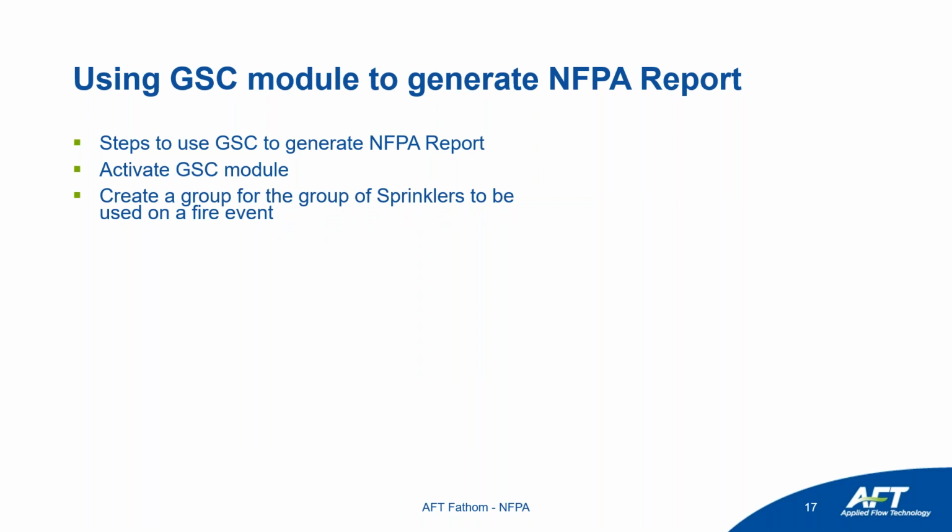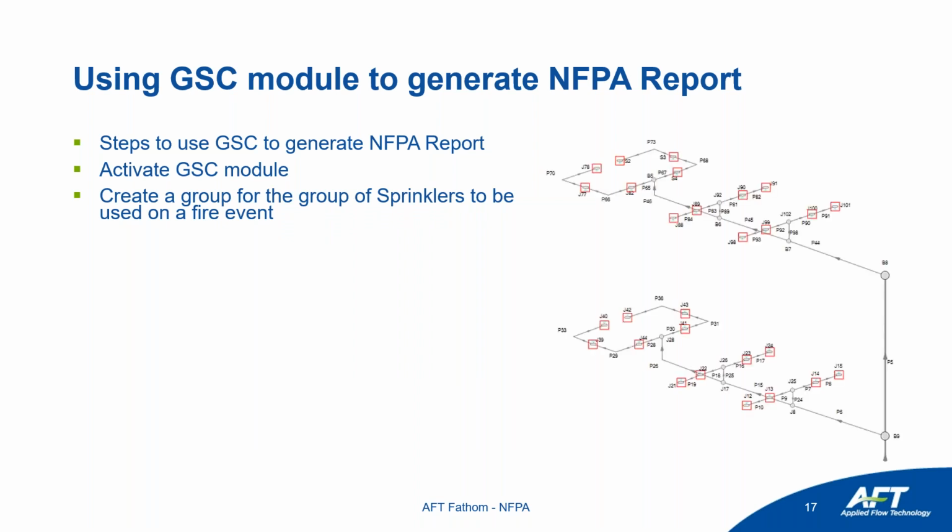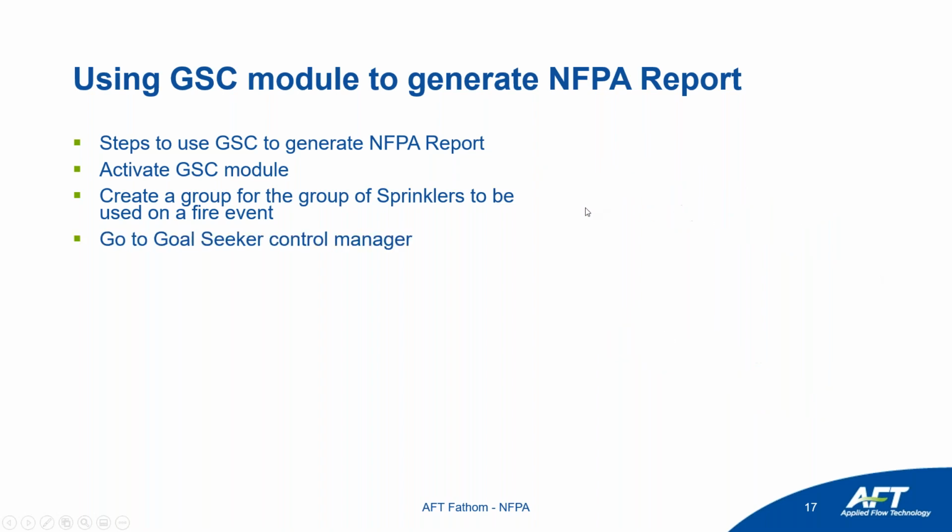So we create a group of sprinklers. As I said, in this example that we're following, we don't know which one is the remote sprinkler, so we want GSC to select it for us. So here are all the sprinklers selected, and we're going to tell it to find which one is the remote sprinkler, and we want to achieve a minimum flow of 42 gallons per minute. What pressure do I need on the pump?